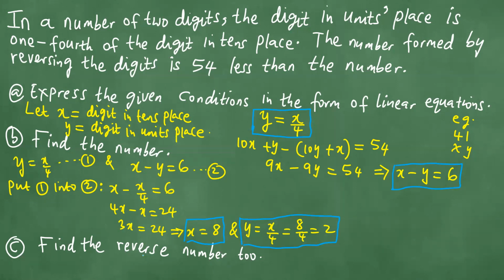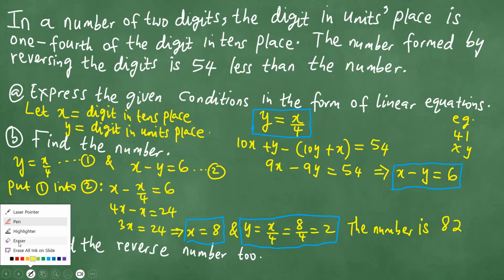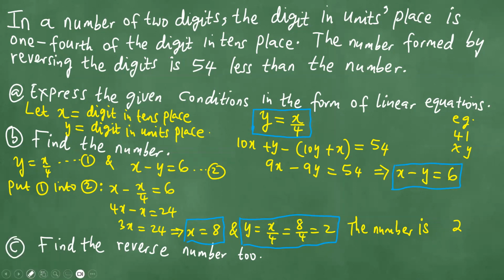Now if this is the case, we're supposed to find the number. So what is the number? We remember that x is in the tens place, so we start with the x. So x is 8 and y is 2. And so we can most certainly see that the number itself is the number 82.